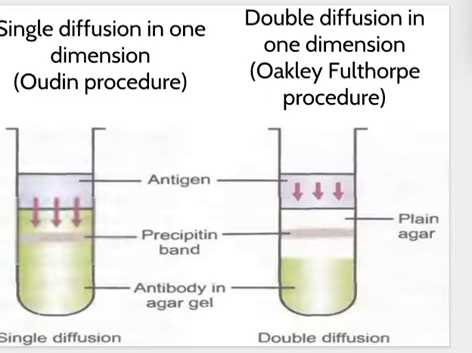Let's talk about single and double diffusion techniques. In single diffusion, antigen diffuses through a medium containing antibody, forming a precipitant band where they meet. Double diffusion adds an extra layer, allowing both antigen and antibody to diffuse towards each other, creating a more defined precipitin line. These methods help us analyze antigen-antibody interactions qualitatively and quantitatively in a controlled environment.